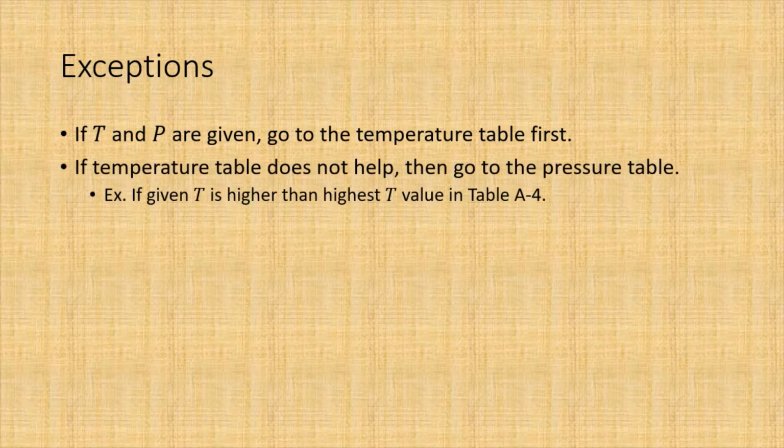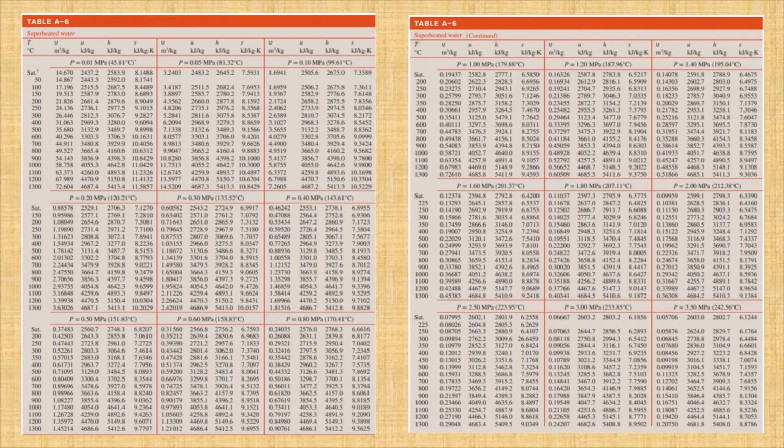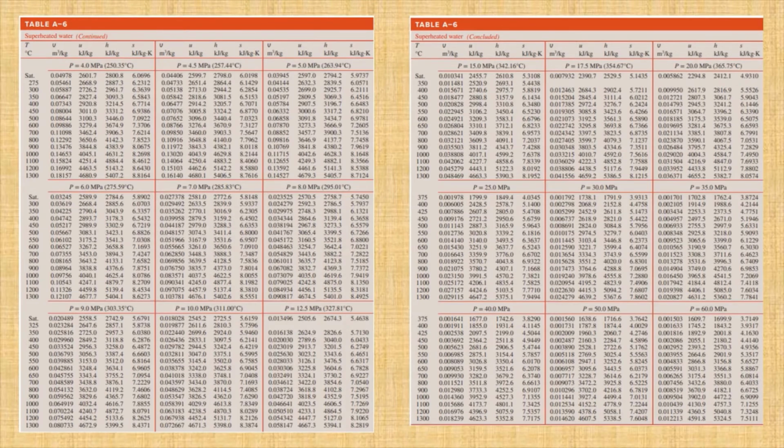Last is table A6, the superheated water table, which is 4 pages long. The first 2 pages look like this, and the last 2 pages look like this. Table A6 contains specific properties of superheated vapor for various combinations of pressure and temperature. As a general rule of thumb, we should always go to the temperature or pressure tables first to confirm that we have a superheated vapor. Then, we should head over to table A6. This helps save some time.